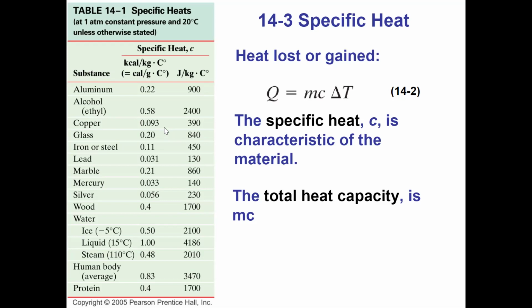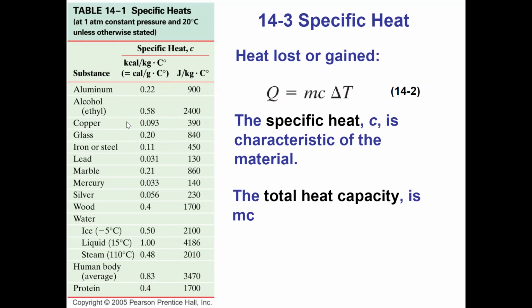Specific heat measures that for different substances, and we're going to focus on SI units, which are joules per kilogram per degree C. So when we add heat, Q is for heat, the amount of temperature increase will depend on how much stuff we have, that's mass, and then what kind of stuff we have, and that's where specific heat comes into play. The combination of these two together, m times c, is the total heat capacity.